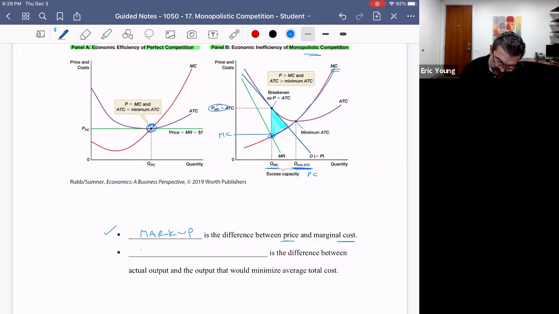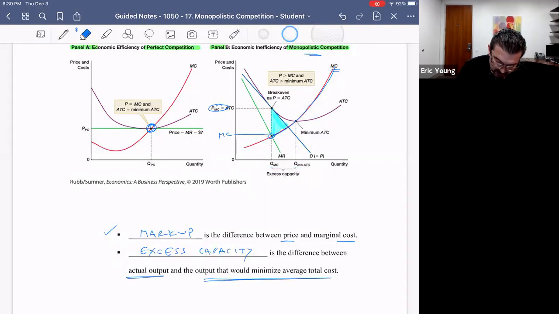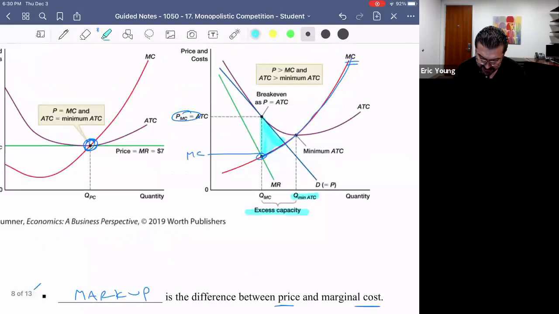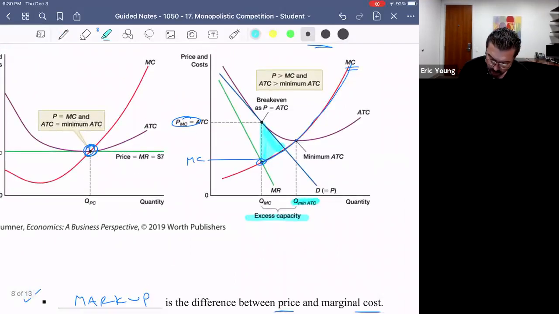So we would say that the MC firm engages in markup. Another business term is the term excess capacity. Excess capacity refers to the difference between the actual output that a firm produces and the output level that would minimize ATC. Okay, that's known as excess capacity. You can see it right here. Excess capacity here is the difference between the quantity of output that would minimize ATC and the actual output quantity.